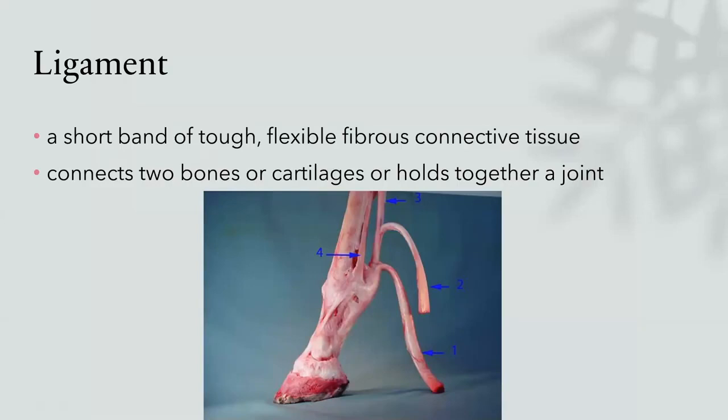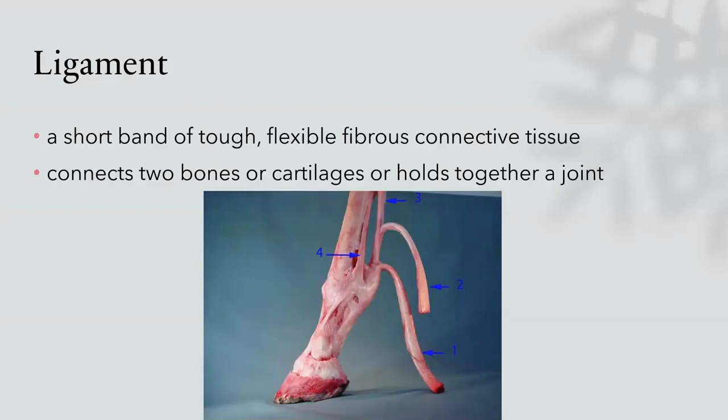All right, so moving on to the soft tissue structures of the legs. First thing we're going to talk about are ligaments. Ligaments are a short band of tough, flexible, fibrous connective tissue. A ligament connects bone to bone or bone to cartilage. We're going to have multiples of these that hold our joints together, and some that help hold our lower leg together.